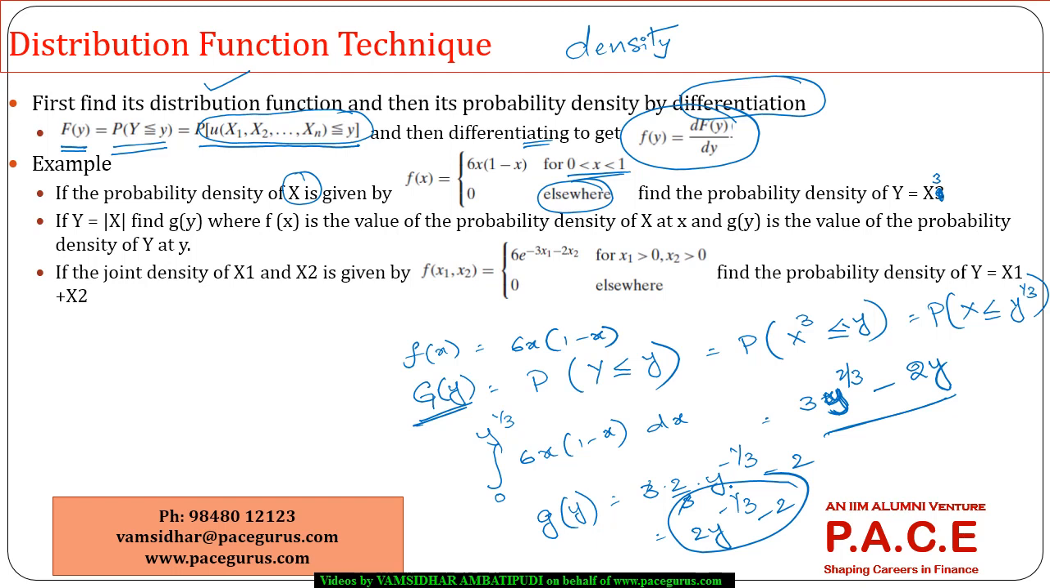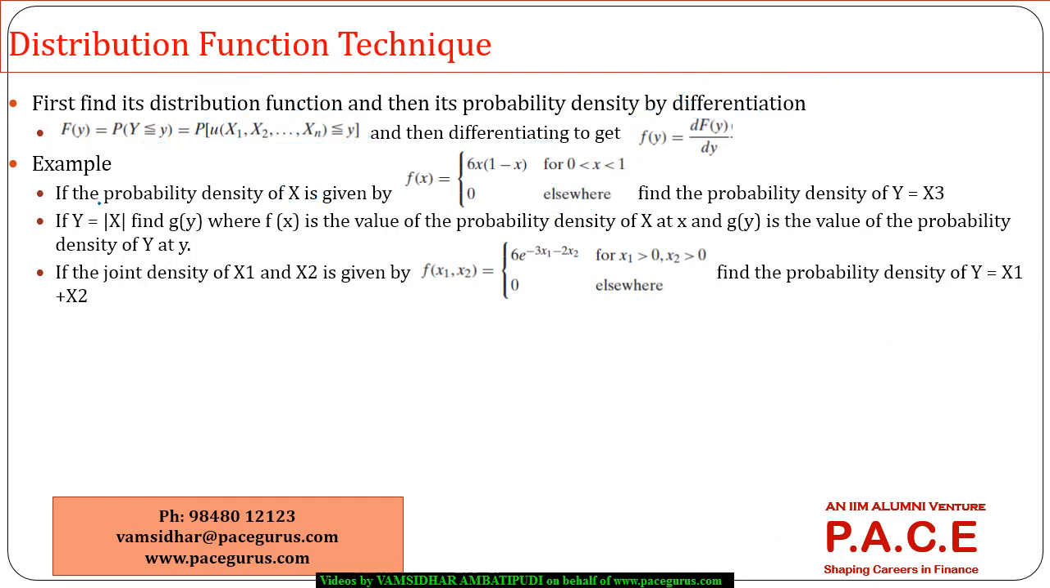So that's a simple way. First you find the distribution function, and based on that distribution function you take the derivative to get the density function. We'll take one more example. Y equal to mod x. Find g of y, where f of x is the probability density of x and g of y is the probability density of y.